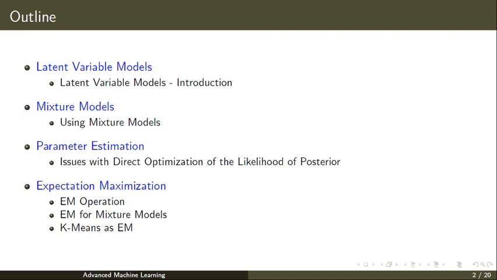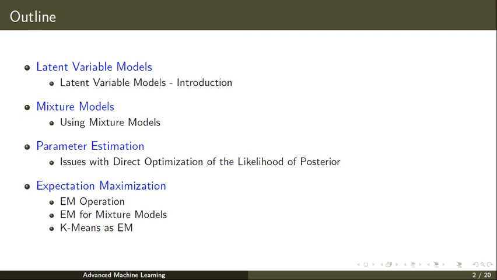We'll be looking at an introduction to latent variable models, how and where the latent variable models can be used. Then we'll have a discussion on a specific latent variable model known as mixture models. We'll be exploring more about Gaussian mixture models and how we can use this type of mixture models. We'll be looking at two different usages of mixture models.